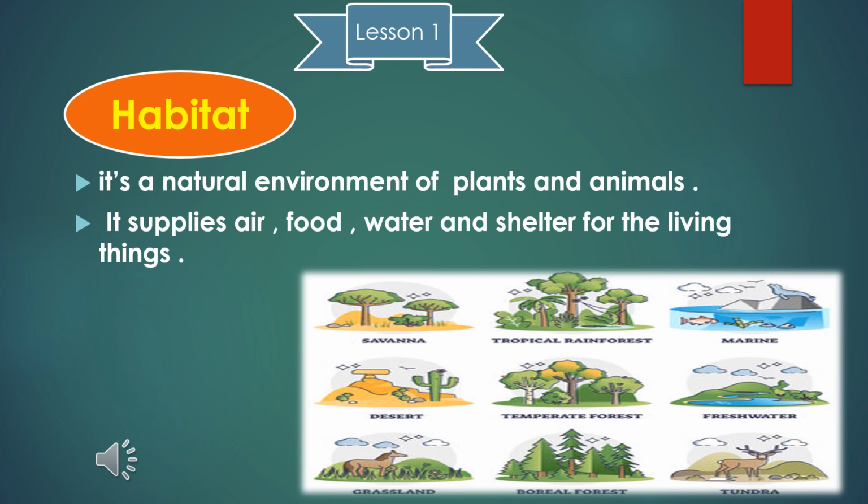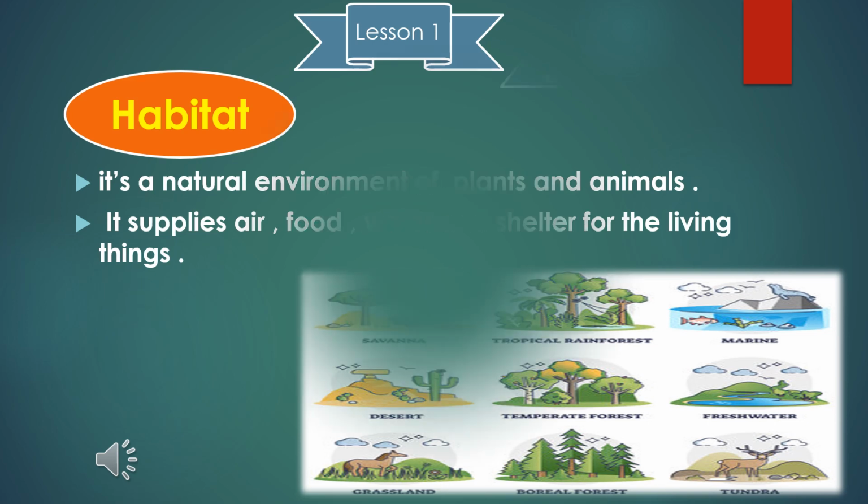Now, let's get to know the meaning of habitat together. Habitat is a natural environment of plants and animals. It supplies many things for the living organisms that live in it, like air, food, water, and shelter.